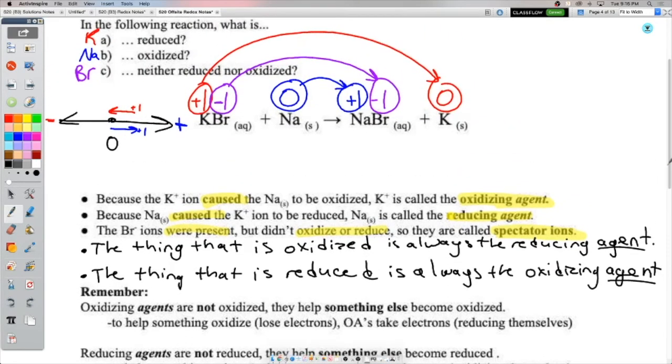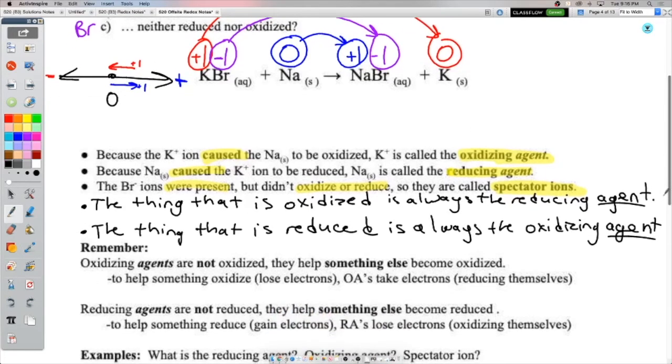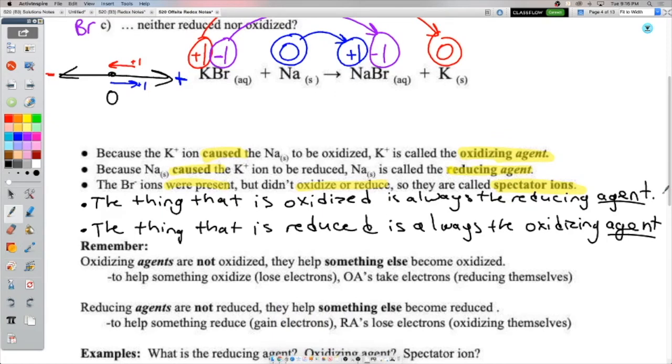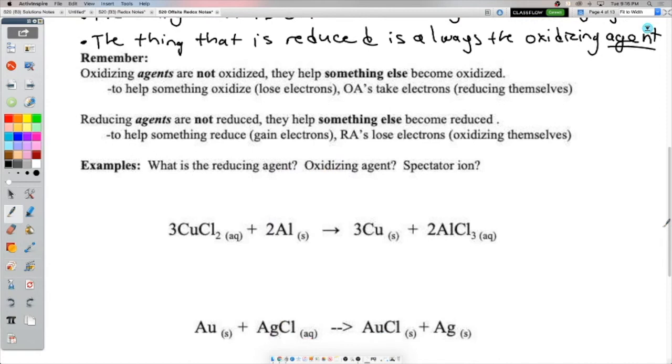So really, there's nothing more to that than just figuring out, using your charges, what's reduced and then what's oxidized. And when it's time to say what the agent is, just flip the word you used. So if it's being reduced, it's the oxidizing agent. If it's being oxidized, it's the reducing agent. Okay, so that's just kind of a summary here.